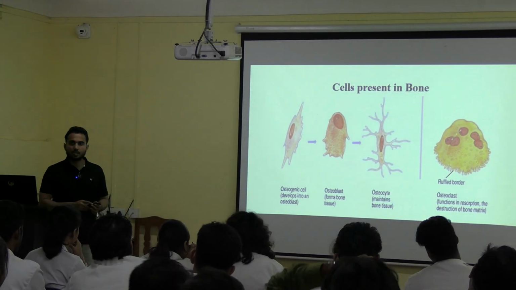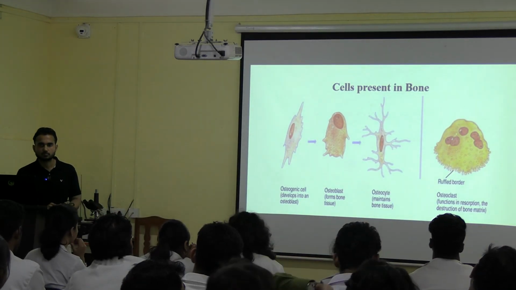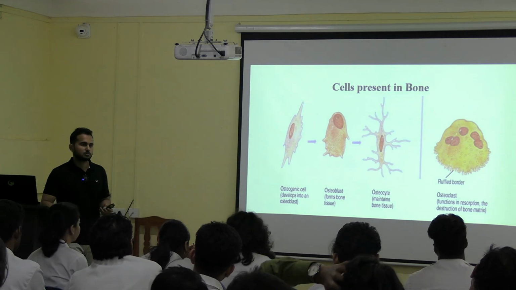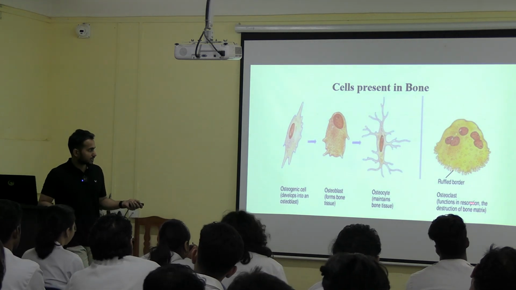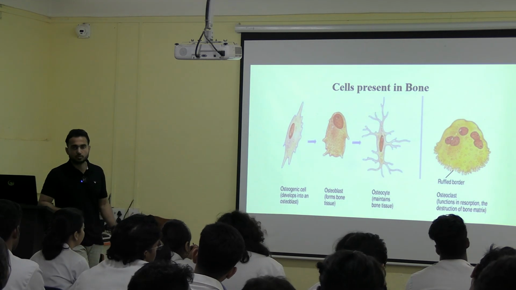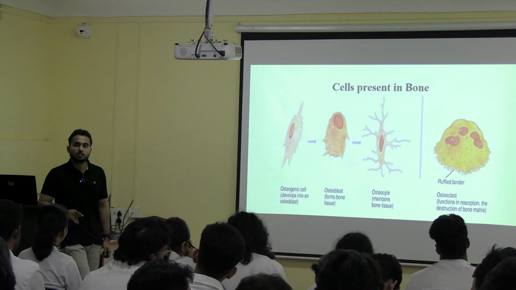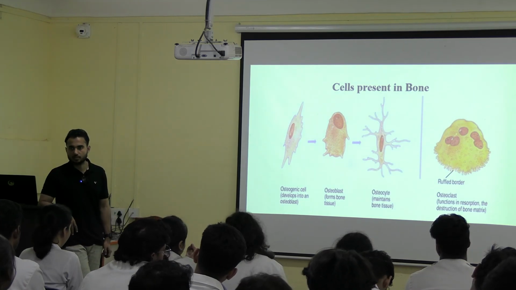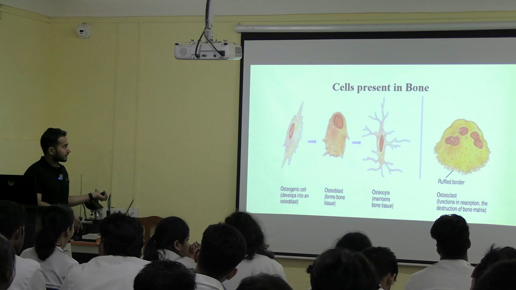Then you can see the osteoclast. Okay, anyone have you heard about osteoclast? What is the function? As you can see, osteoclast function is resorption, destruction of the bone matrix. Means these are also called as bone removing cells. Okay, so we'll see one by one.